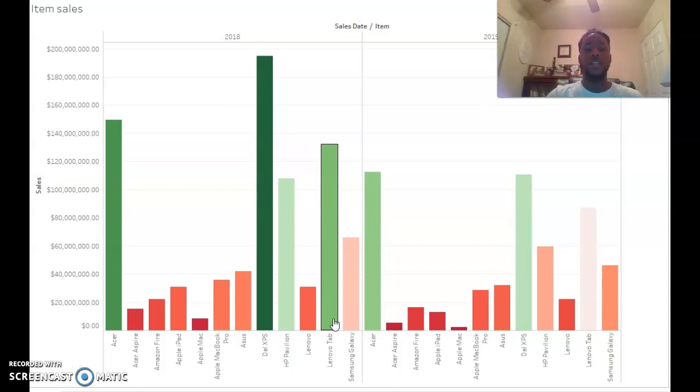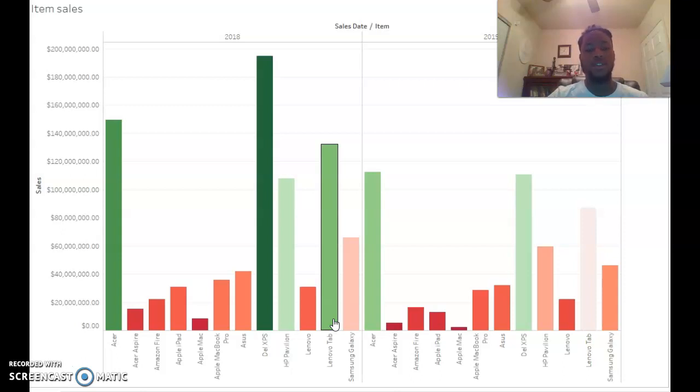So the data that we were given, what I was given, was electronic sales over a 2-year period. The way I decided to break this down was I decided to divide each item up over the 2-year period and how much sales they generated for the organization.